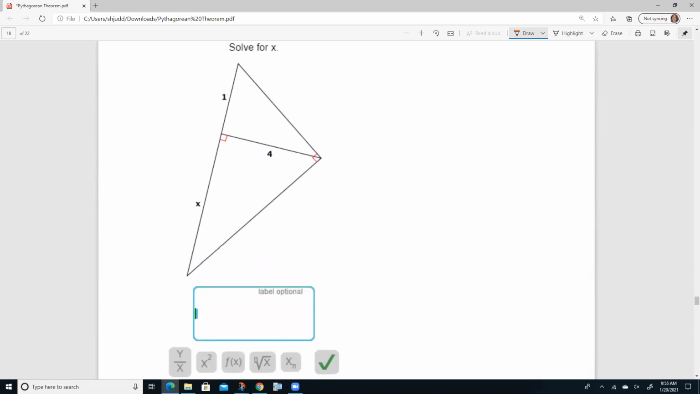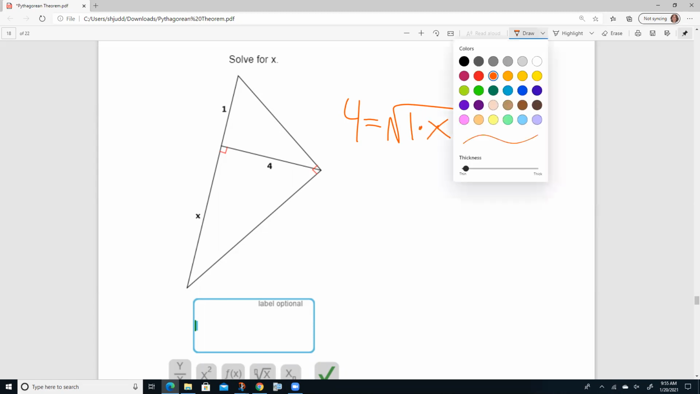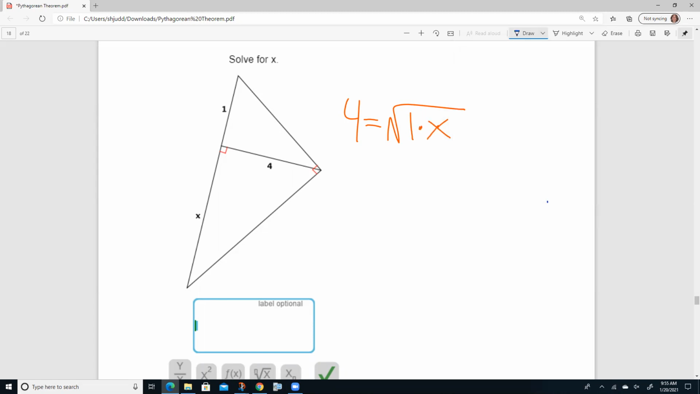Now this situation is different. I want you to notice, is x the altitude anymore? No. So now all we know is that 4 is equal to the square root of 1 times x. Okay, how are we going to solve for x, guys? Right now, we're taking the square root of x, so what we're going to do is square each side.